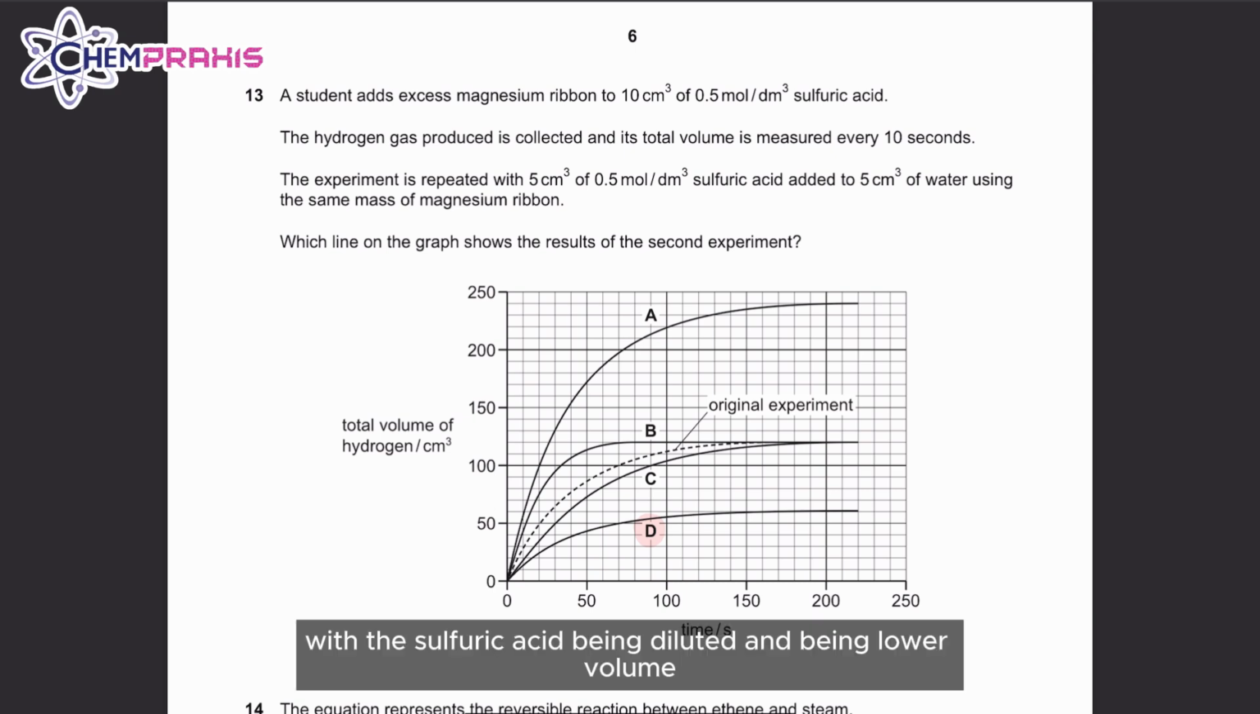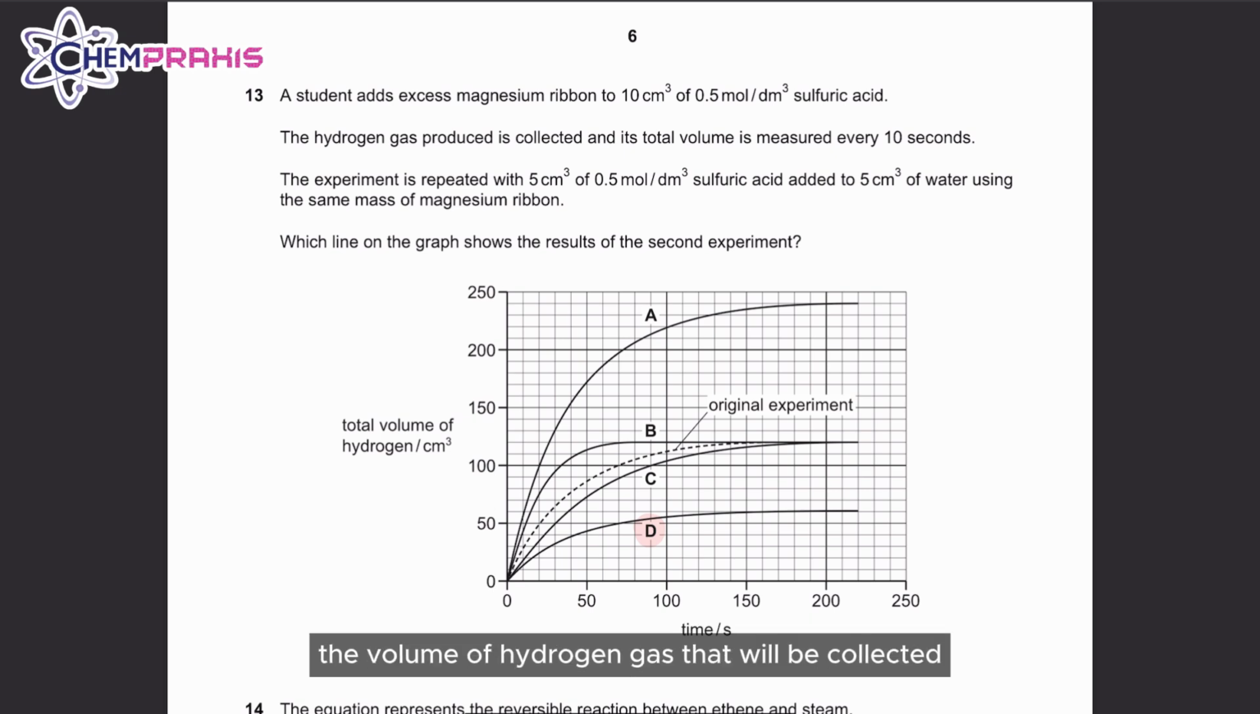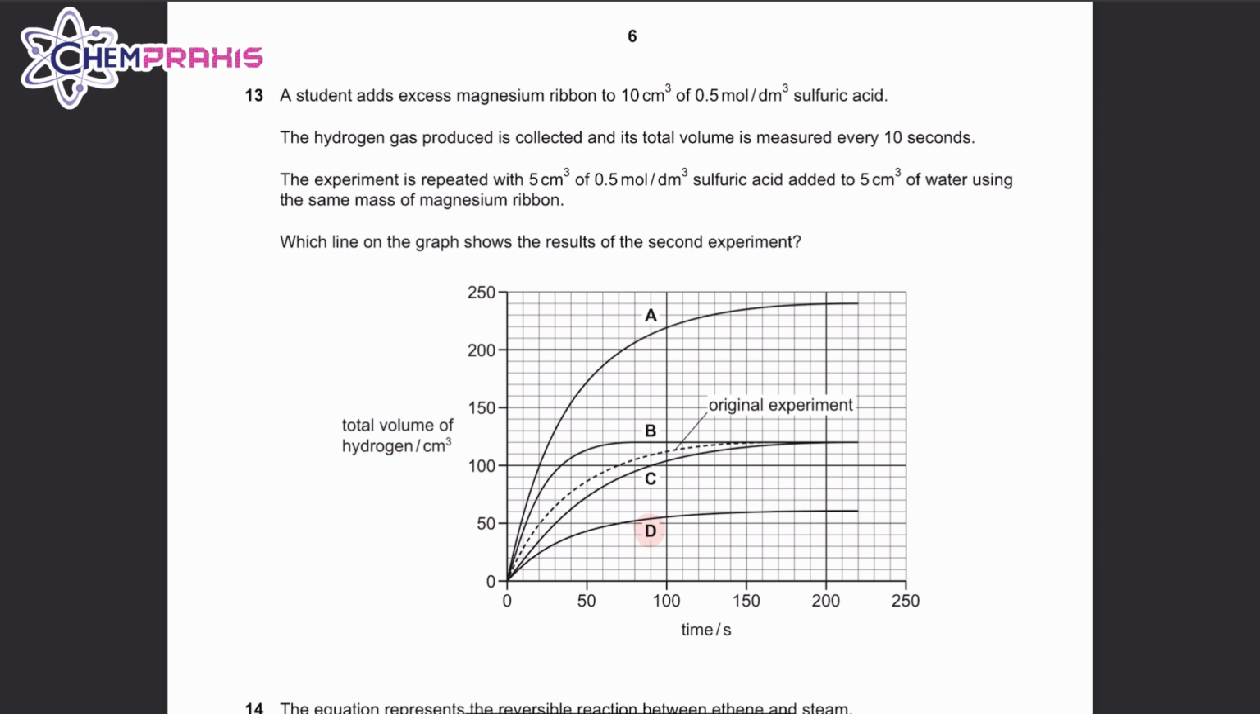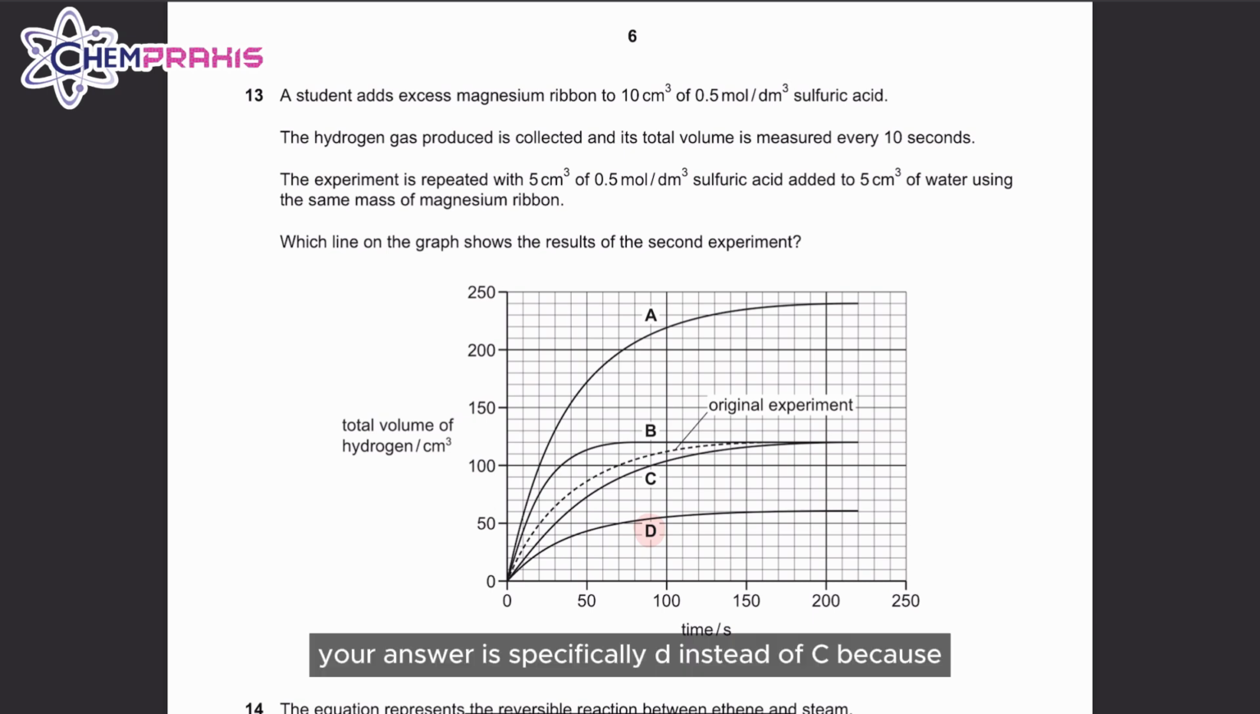With the sulfuric acid being diluted and being in lower volume, the volume of hydrogen gas that will be collected will be less. Hence, your answer will be D. Your answer is specifically D instead of C because the volume of sulfuric acid used is decreased by half and is added into water as well.